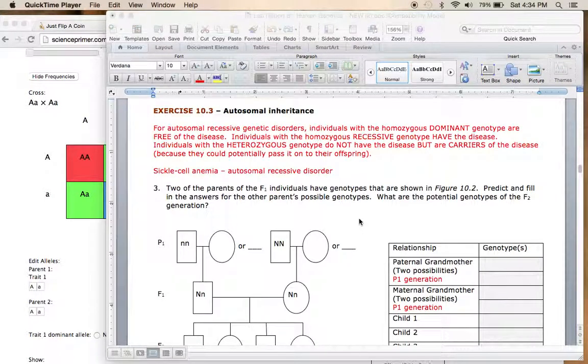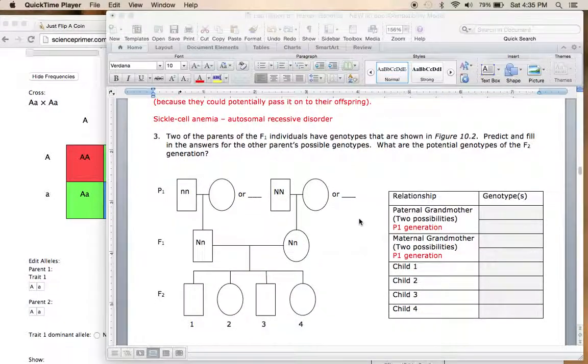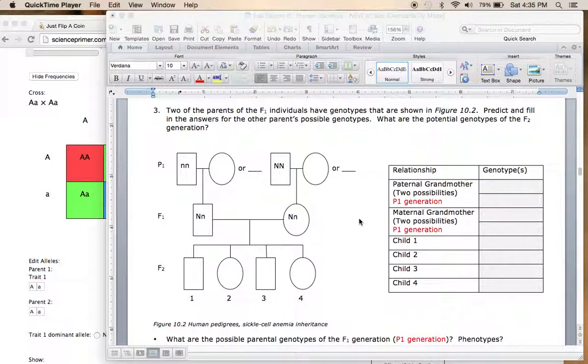All right, let's look at autosomal inheritance patterns for genetic disorders and pedigrees and how you do those. So pedigrees are basically just tracking the genotypes of different generations. So you've got a parental generation or a P1 generation, the first level of offspring or F1, and then the second level of offspring or F2.